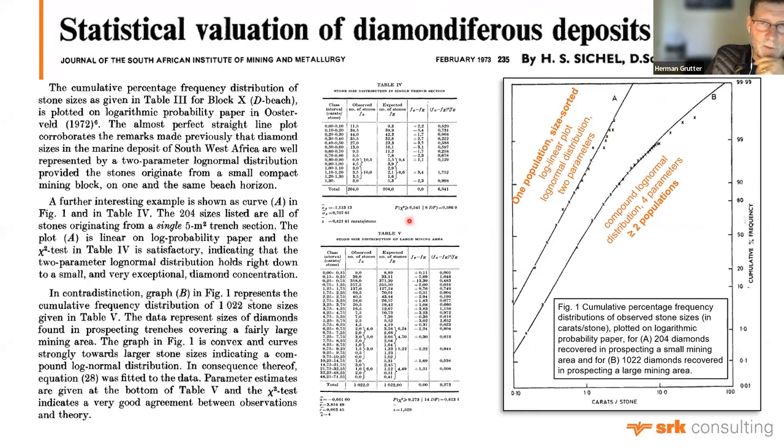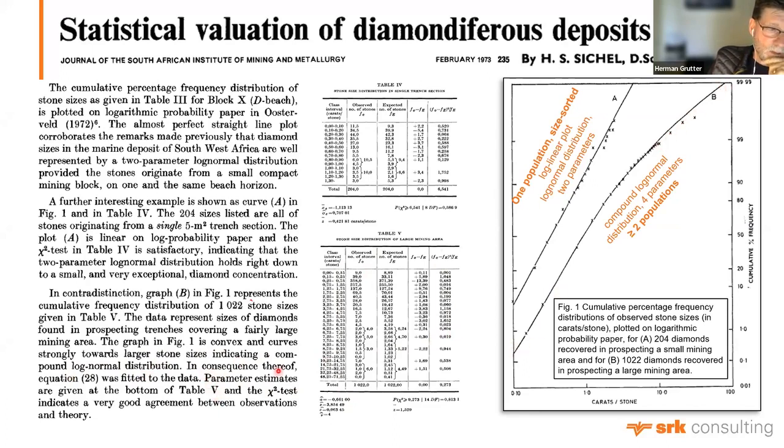But now things take a turn. In the next paragraph, Herbert Sichel says this: in contradistinction, graph B in figure 1 represents the cumulative frequency distribution of 1,022 stone sizes given in table 5. Here they are over here. Here's 1,022 data points. The graph in figure 1 is convex and curves strongly towards larger stone sizes, indicating a compound log normal distribution. That's this graph over here.